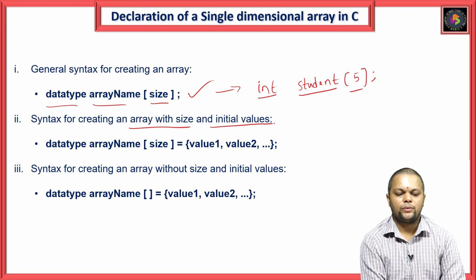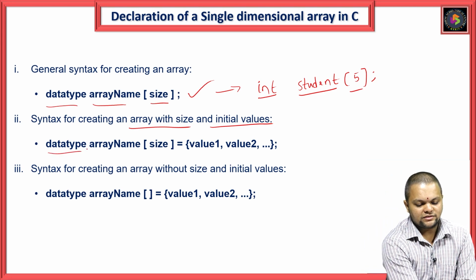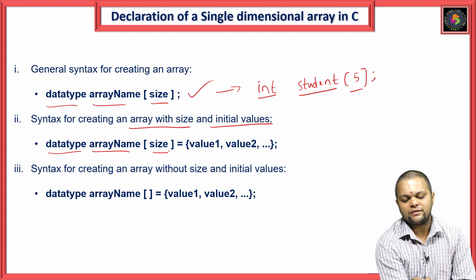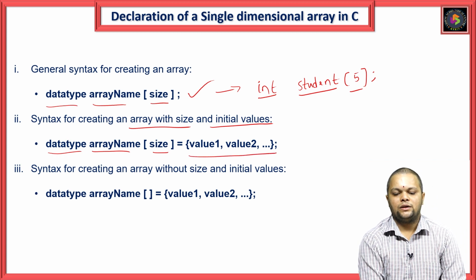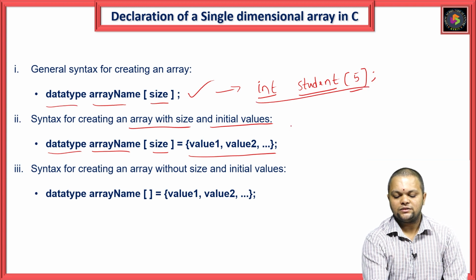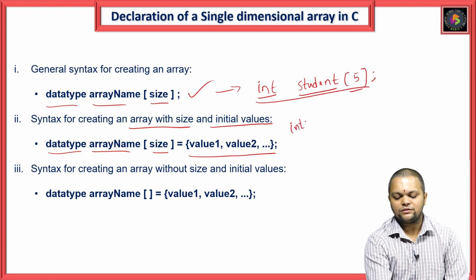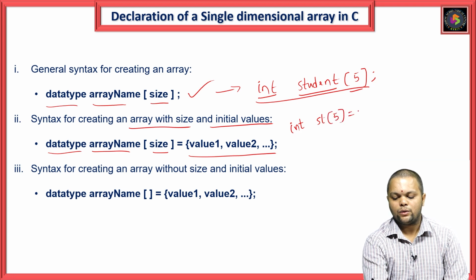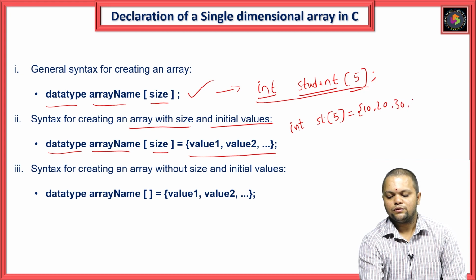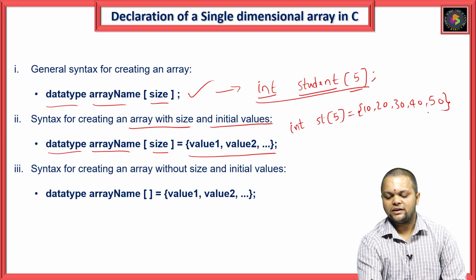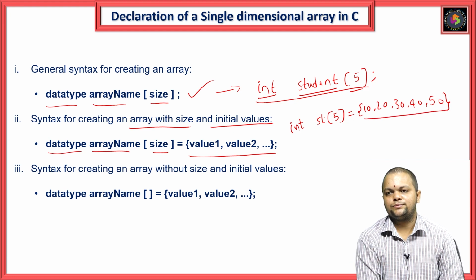Size and initial values. First, again the same: data type, array name, size. We have the same thing, and we are giving some values to that particular array. The previous one is just a declaration; here we are giving some values. How will I give the values? int student[5] = {10, 20, 30, 40, 50}. As the size is 5, I am giving 5 values.